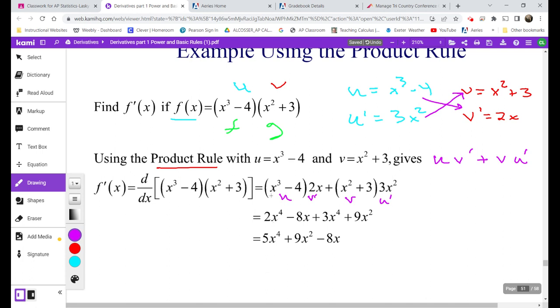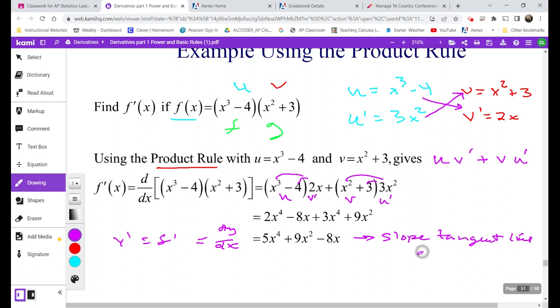And so we distribute this in, and we end up with 2x to the fourth power minus 8x plus 3x to the fourth plus 9x squared. 5x to the fourth plus 9x squared minus 8x is our derivative, which could be dy over dx, or it could be f prime, or y prime, or it is the slope of the tangent line at any point. Okay? All right, so that is the product rule, guys.